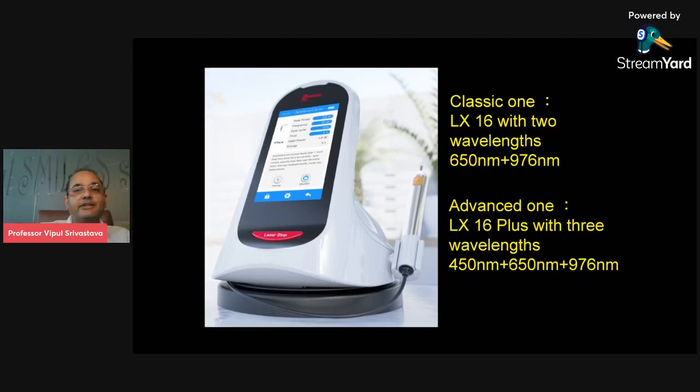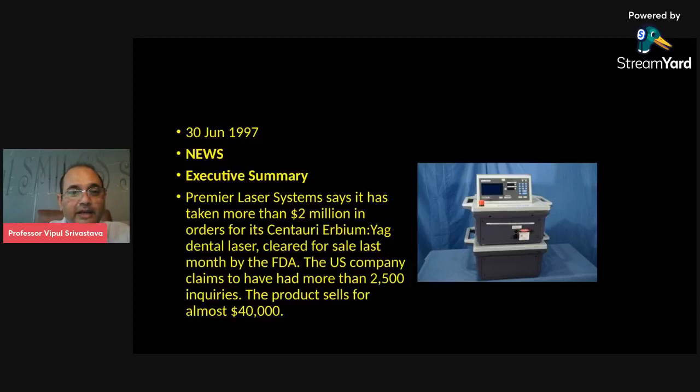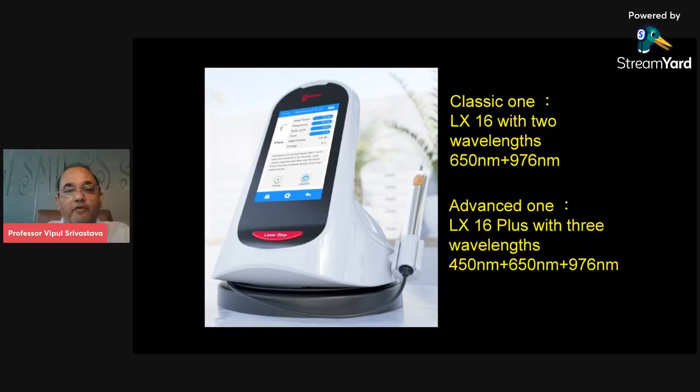They are amazing devices. Compared to what we had in 1997, a device which weighed almost 100 kg and could not be shifted even from one chair to another, we now have something so portable that it can be carried all over the clinics. Like I just told you, I have three clinics and a couple of lasers, but I prefer taking this laser with me wherever I'm working. So this is the latest laser we currently have.